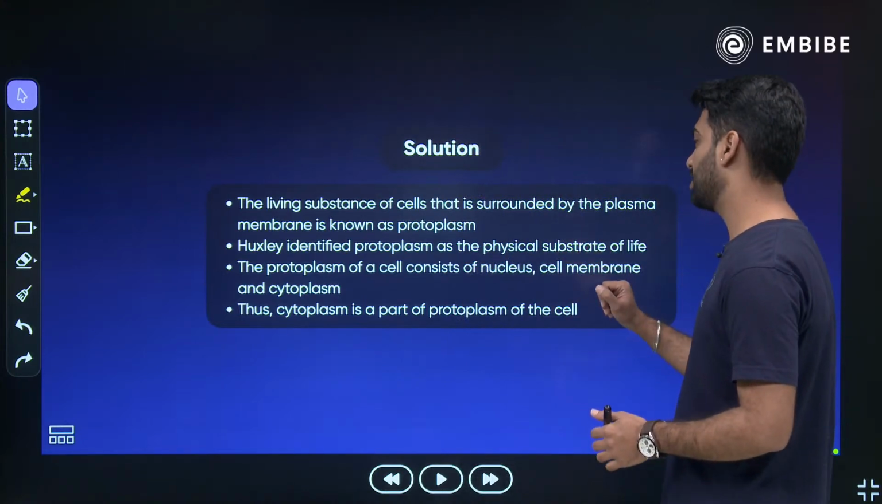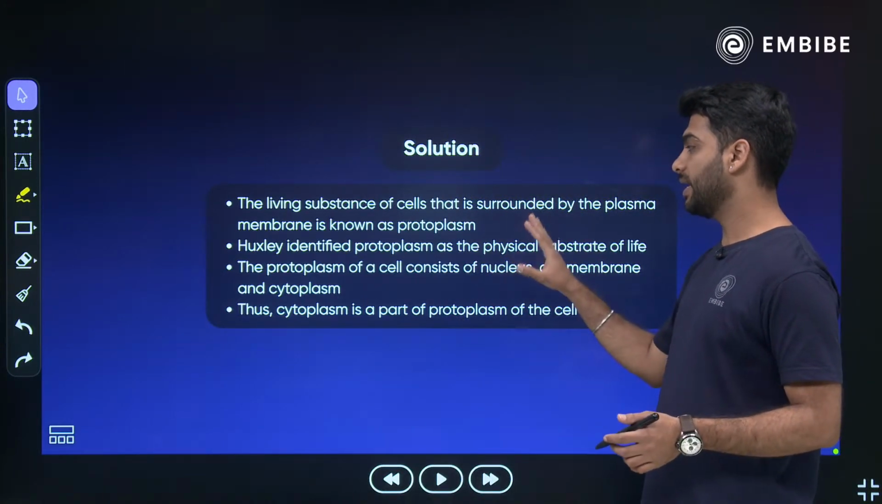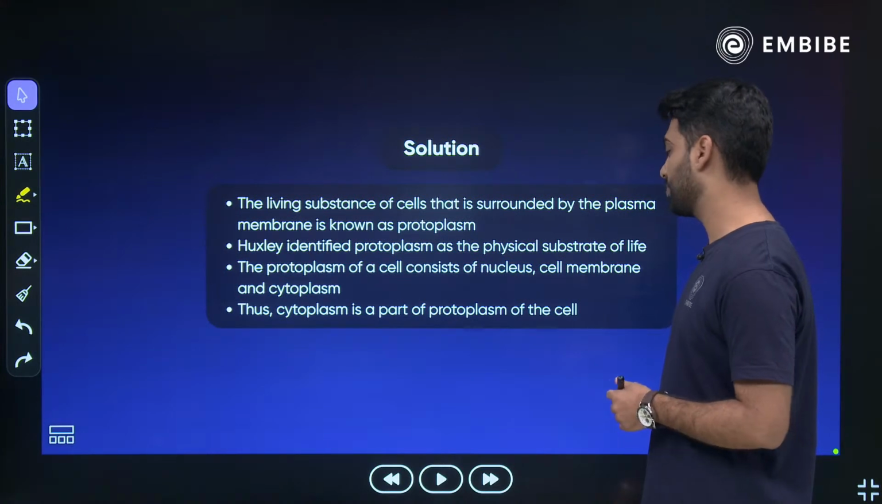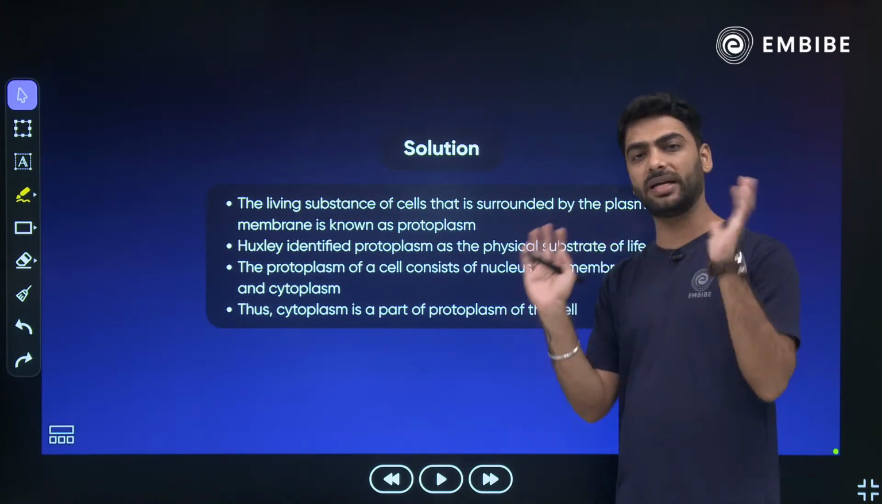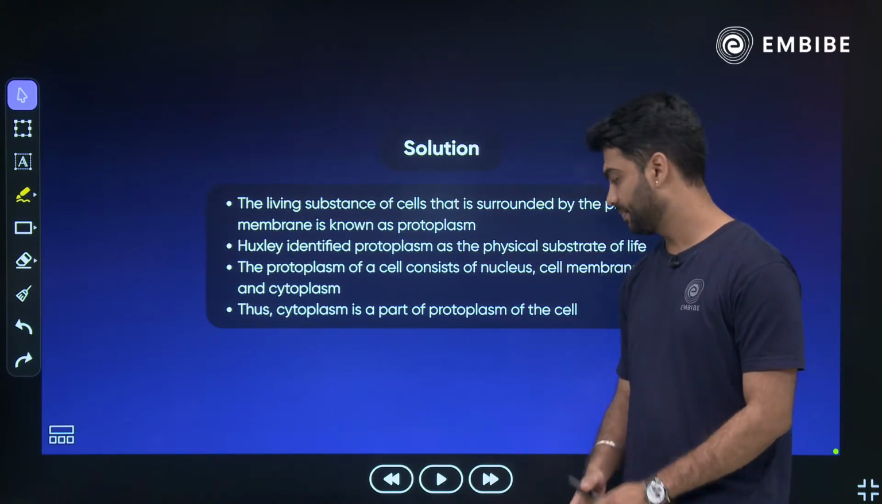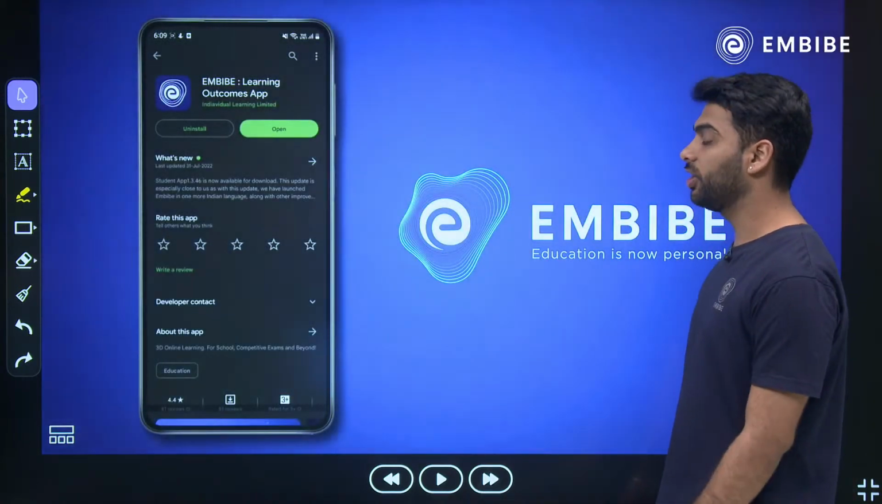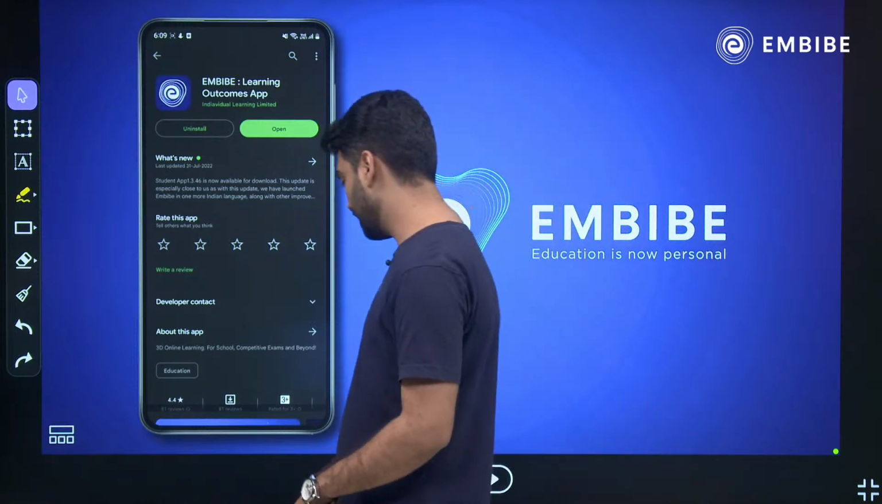The living substance of the cell is called the protoplasm. Huxley identified protoplasm as the physical substrate of life. It consists of the nucleus, cell membrane and cytoplasm. Basically your entire cell is the protoplasm. It was coined by Purkinje in the year 1839.